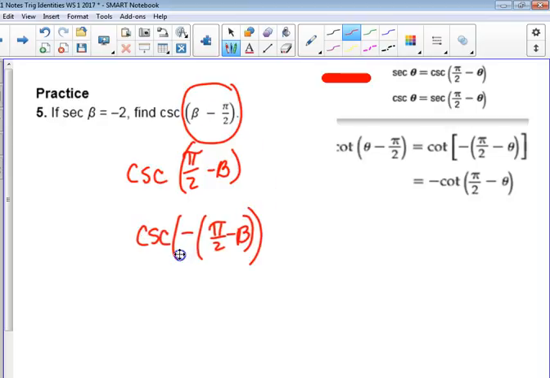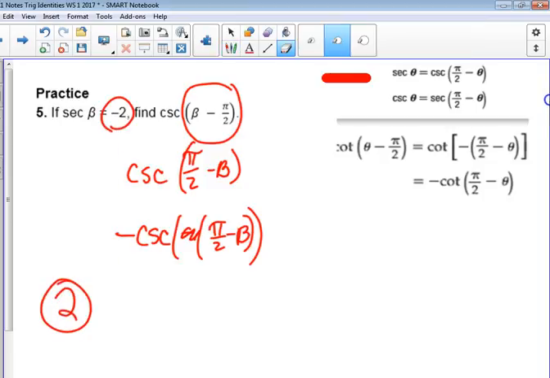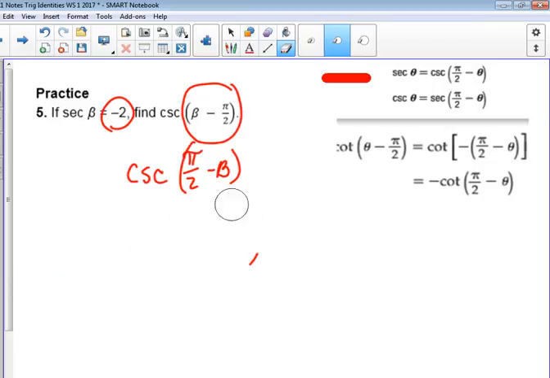Well, now you have to go back to the even and odd stuff, guys. Cosecant is related to sine? Yes? Sine is even or odd? Odd, so we have to move that negative out front. So basically, the cosecant of the opposite of this. So if this was -2, we're going to get +2.